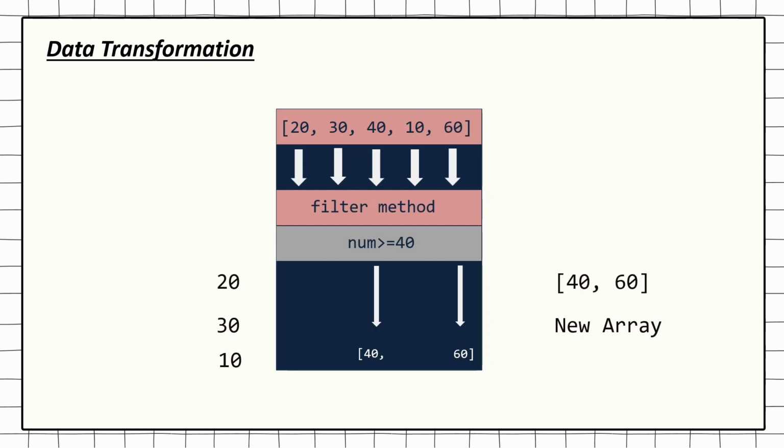So only elements which are meeting the criteria will be included inside the new array. The filter method will be called for every element present inside the array, and it will go in sequence: first 20, 30, 40, 10 and 60. It will not be calling for random elements. It will be going in the sequence and it will be executed in sequence itself.